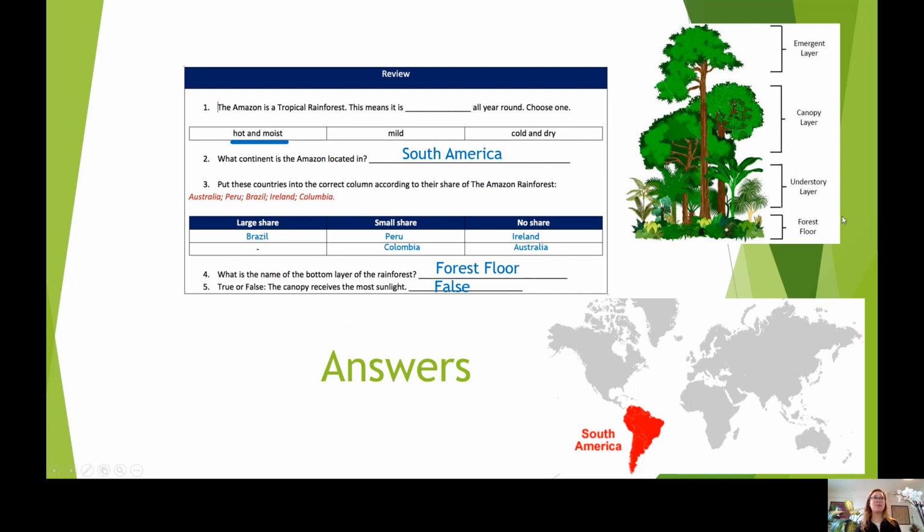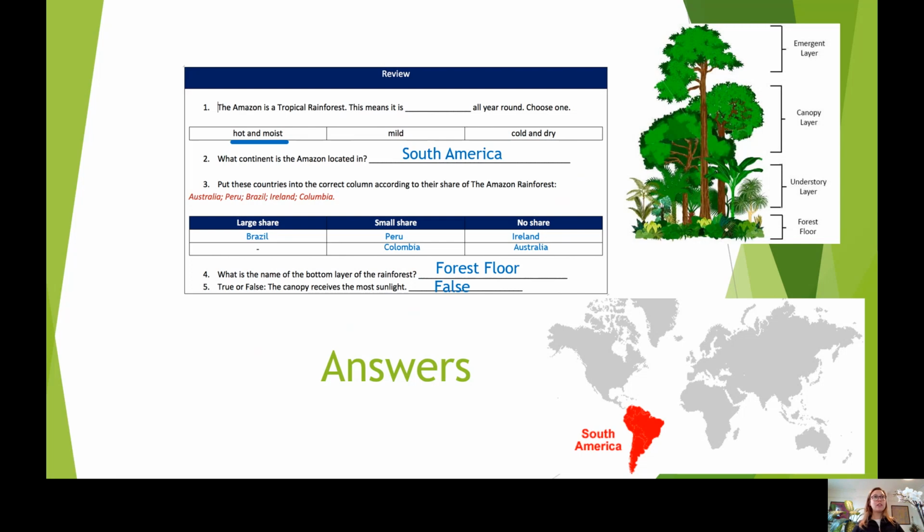Let's go through the answers. Question 1. The Amazon is a tropical rainforest. This means it is hot and moist all year round. The clue is in the name. It's called a rainforest because it rains a lot. And what happens to the air when it rains a lot? The air becomes moist. The Amazon rainforest is tropical, and so it's located near the equator where it is more likely to be hot. So the answer is hot and moist. Please use a different colored pen to correct your answers, or highlighter or blue pen if possible.